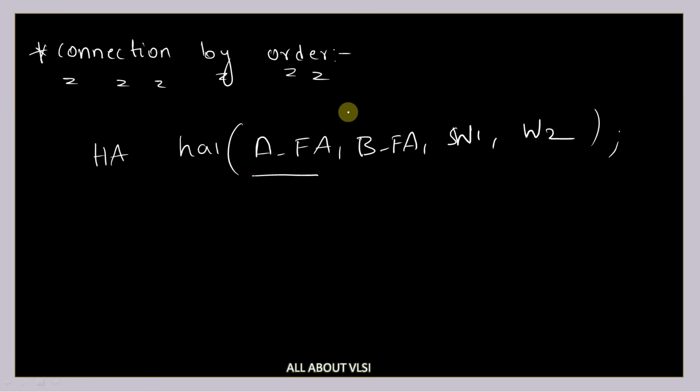Then what is happening? This A_FA is connected to half adder A, and this B_FA is connected to half adder B, and this wire W1 is connected to sum, and this W2 is connected to carry.